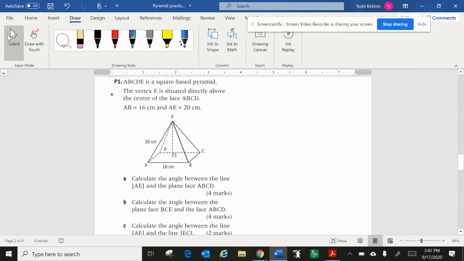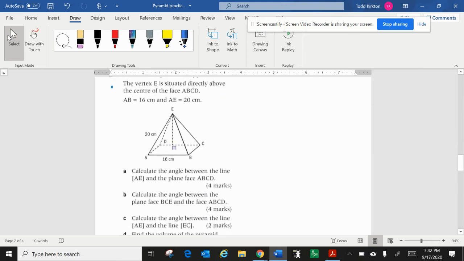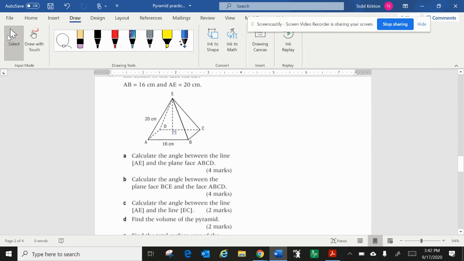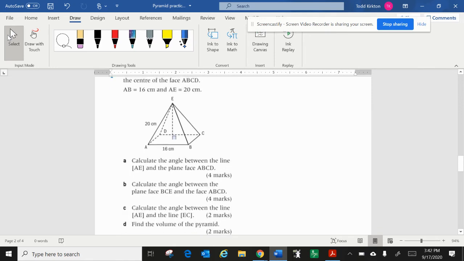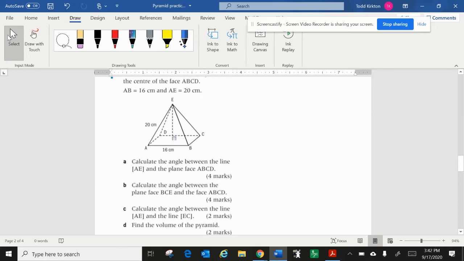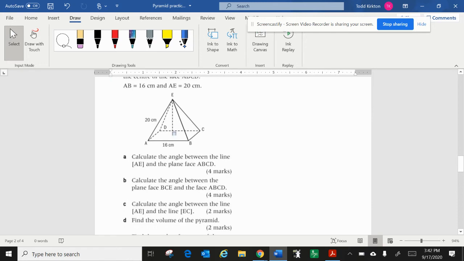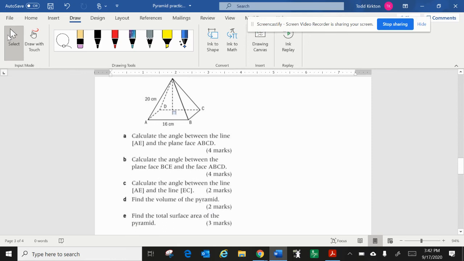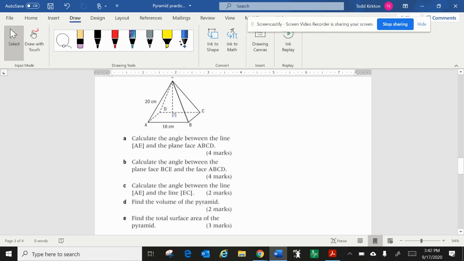Okay, the second one is a square-based pyramid, and we know it's a right pyramid because it's directly above. So we're going to find some of these different things. I always check that both of the given pieces of information are on the picture. So we can just go right down to answer these questions. Calculate the angle between the line AE and the plane face, so the bottom. So we're talking about this triangle and this angle.